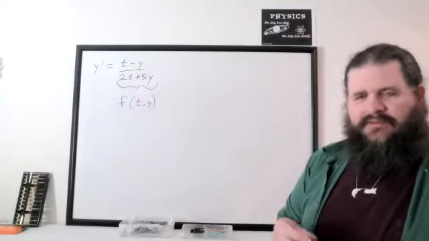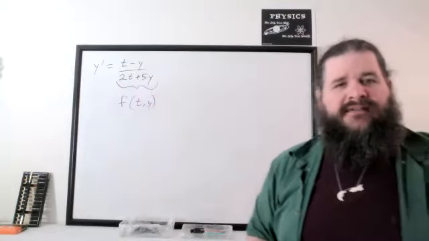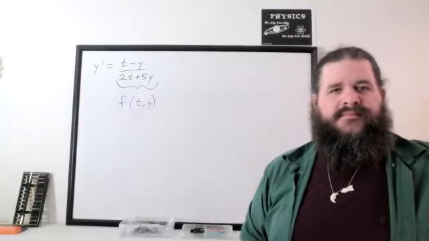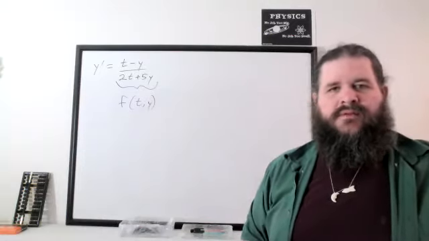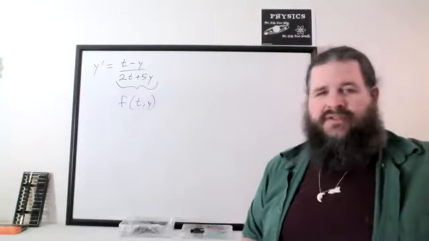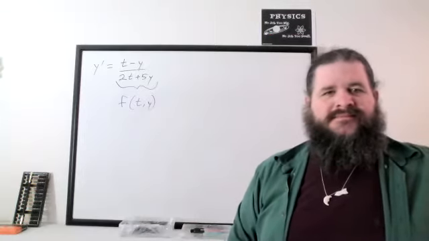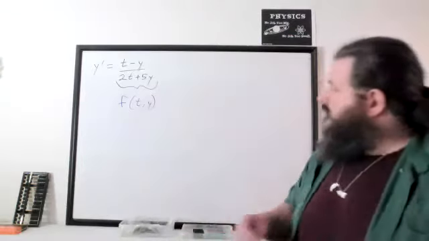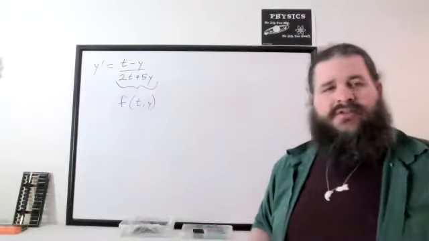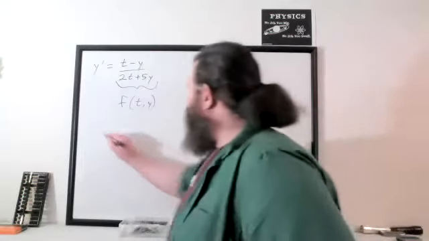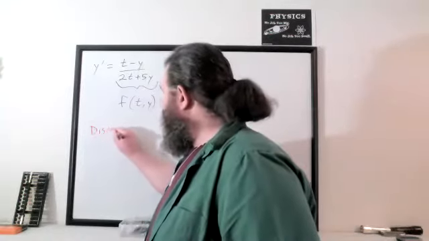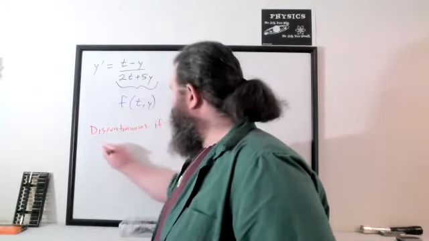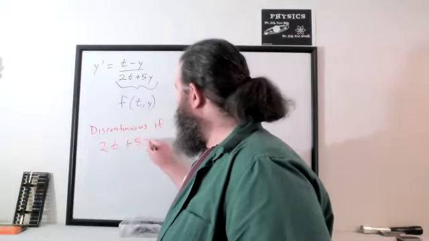Does that function have any discontinuities? Are there any discontinuities that arise from a function that looks like this? If the denominator is 0? Yeah, we're defining this function as a fraction, so we have to be sure that the denominator is not 0. So we've got discontinuities if the denominator is 0.